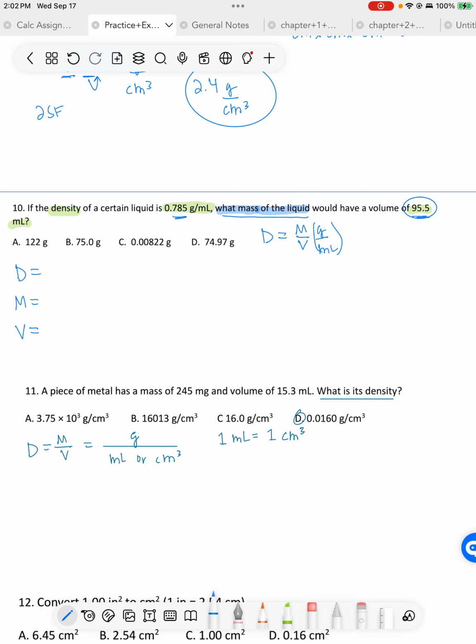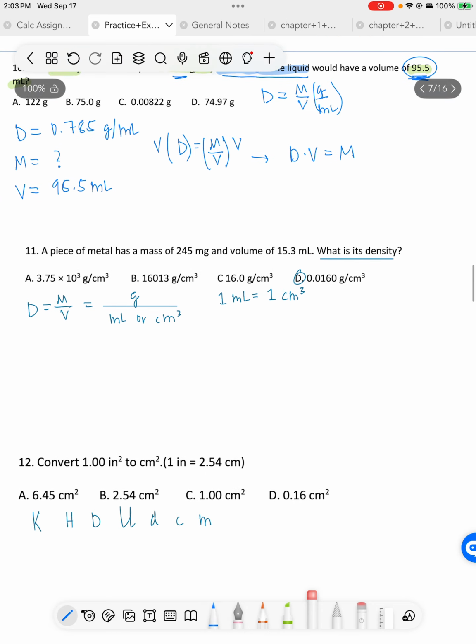So we know our density is 0.785. And we know our volume is 95.5 milliliters, and we're looking for mass. So we can change this equation so that mass is equal on the left side of the equal sign. And we do that by multiplying out our volume. And what we do on one side, we have to do on the other. So then we get density times volume equals mass. And then you can just plug in your numbers and do density times volume, which is essentially what we did with the stoichiometry.